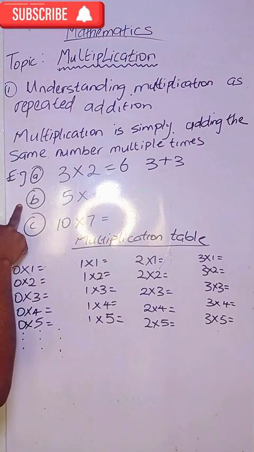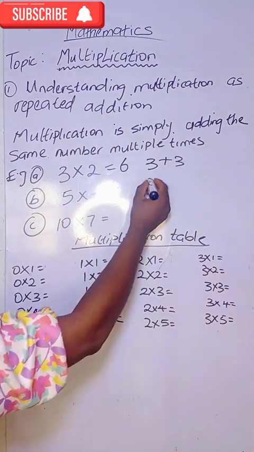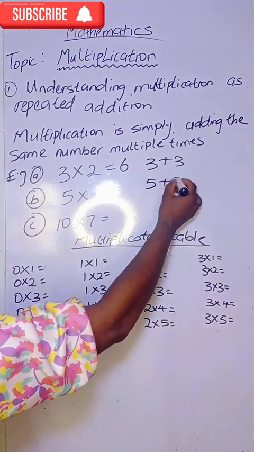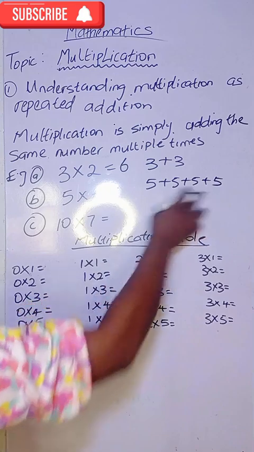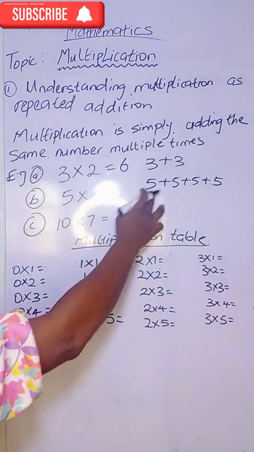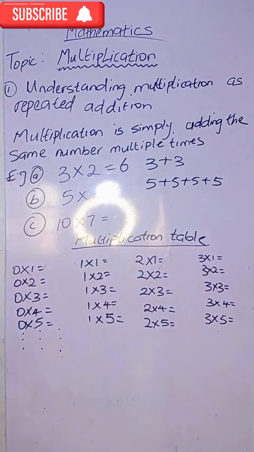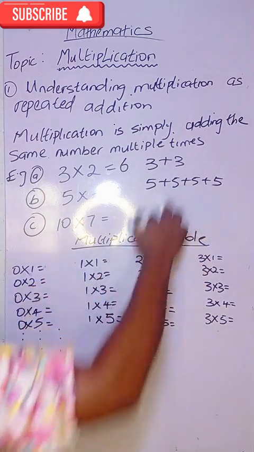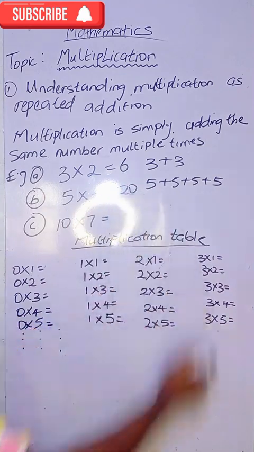The next example we have is what? Example B. And we are given 5 times 4. So we write what? 5 plus 5 plus 5 plus 5. Why are we to stop now? Because we have 4 here: 1, 2, 3, 4. 5 plus 5 gives us what? 10. 10 plus 5 gives us 15. Plus another 5 gives us what? 20. So we have that 5 times 4 gives us 20.